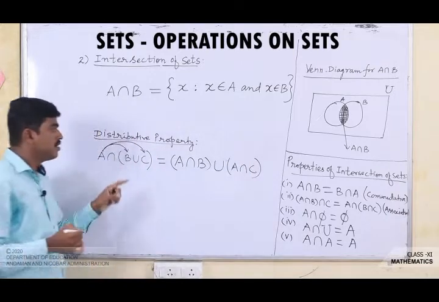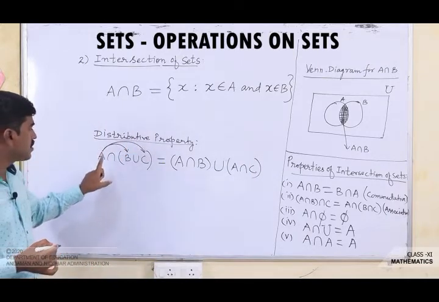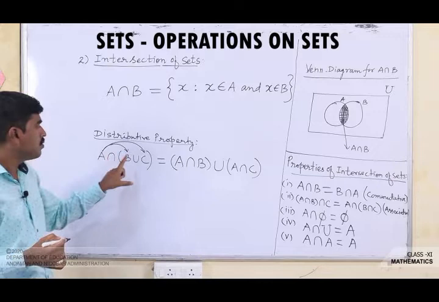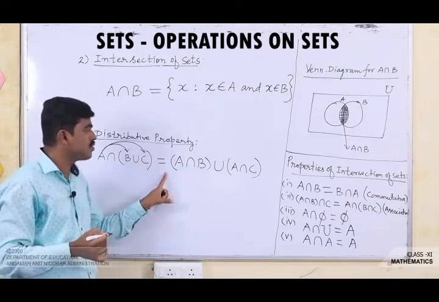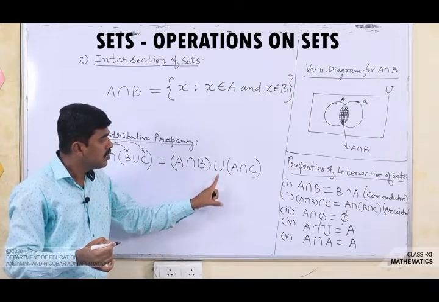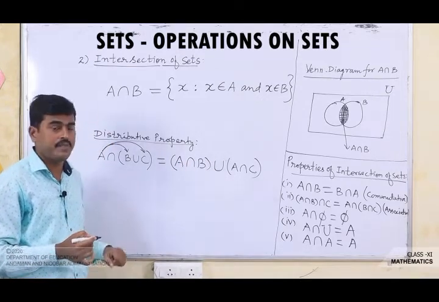So this is called the distributive property. So it is the distribution of intersection over union. So A intersection B union C is equal to A intersection B union A intersection C.